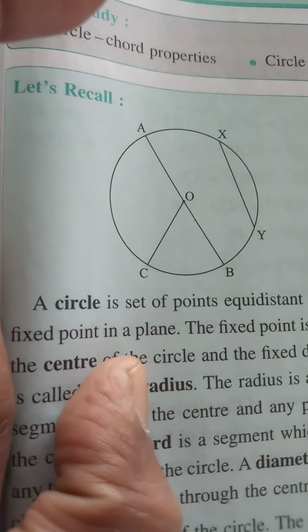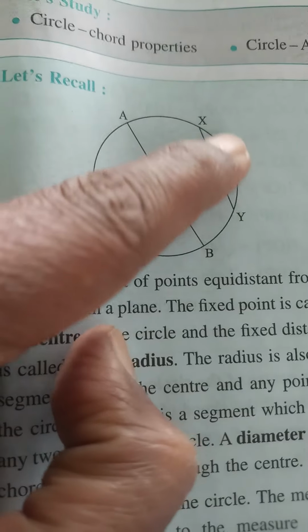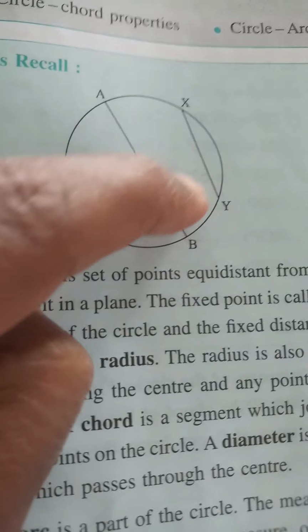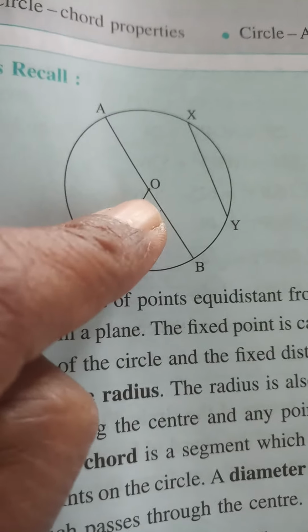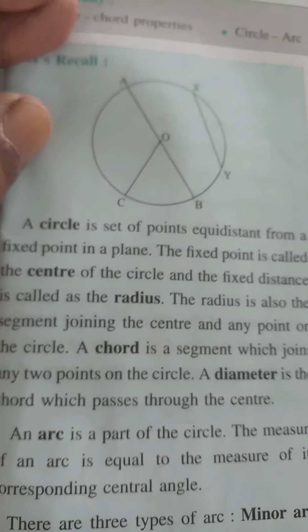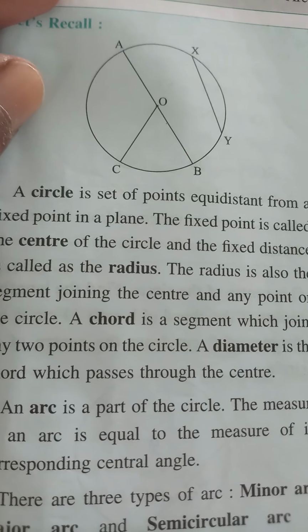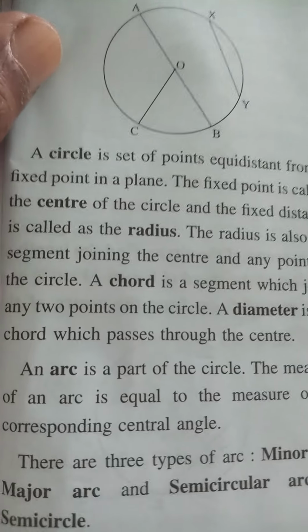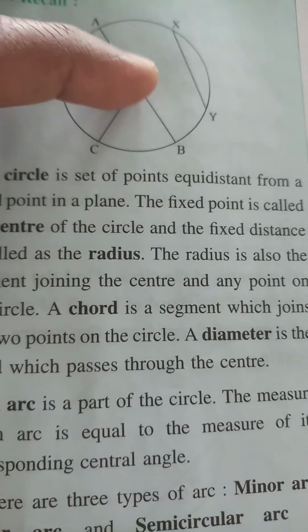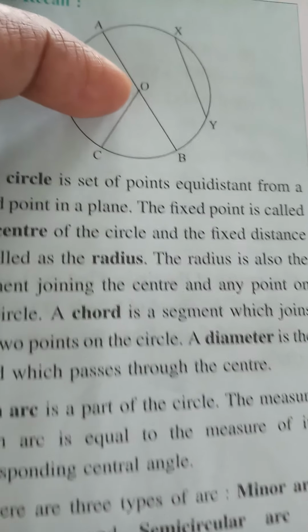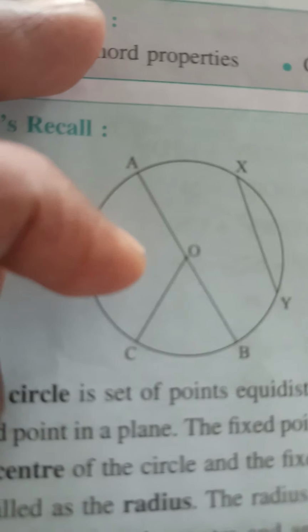So this set of points along with the center is called a circle. What is a circle? A circle is a set of points equidistant from a fixed point in a plane. This fixed point is called the center of the circle. For example, the center of this circle is O.